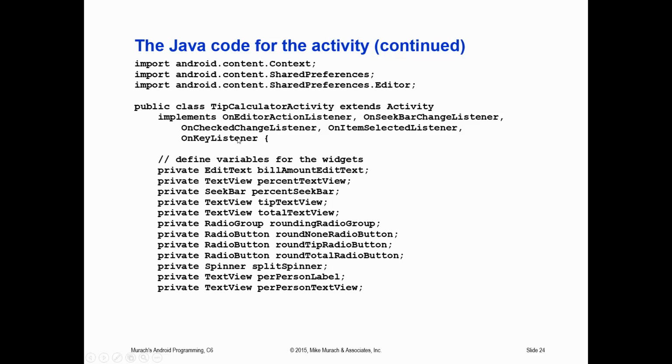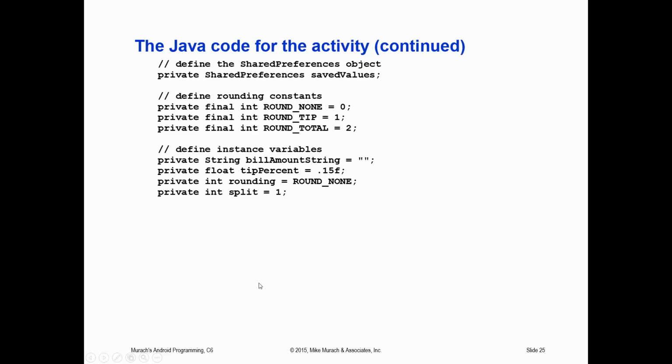We also have more instance variables. The 1, 2, 3, 4, 5 are the ones we had previously. We've added a radio group, which is going to hold our 3 radio buttons, the spinner, and the per person label and the per person text view.